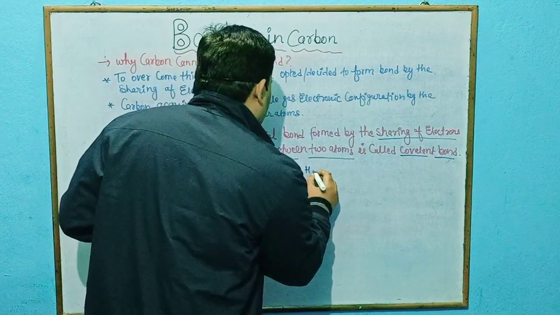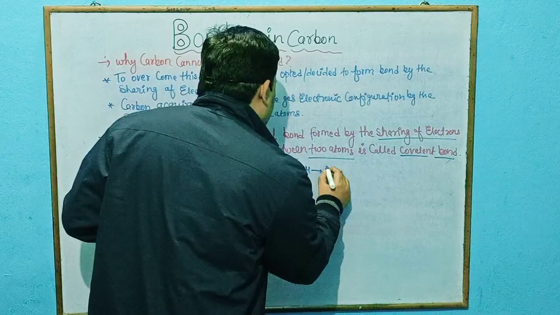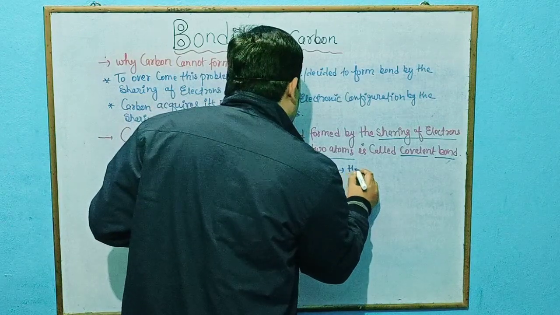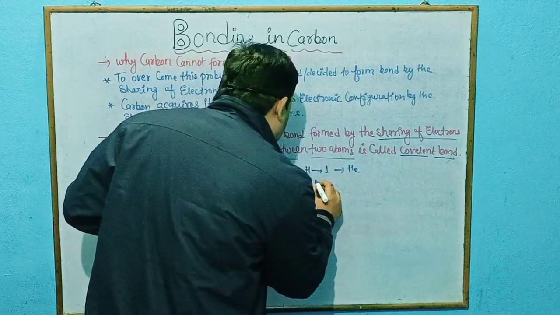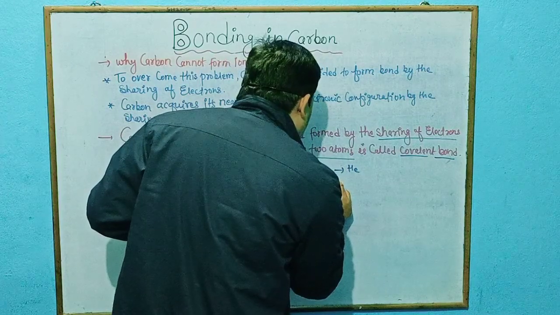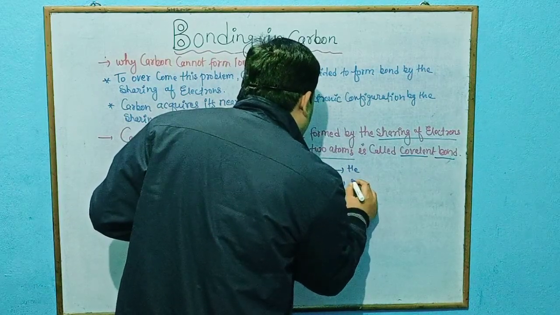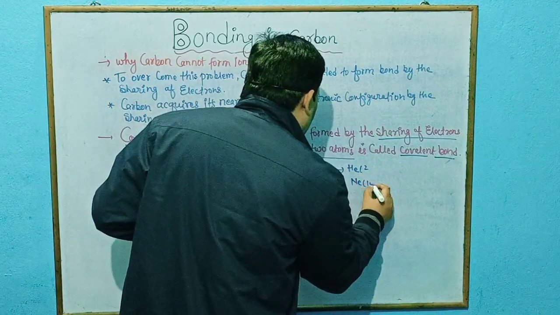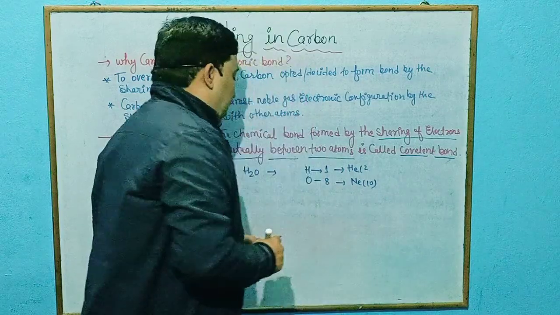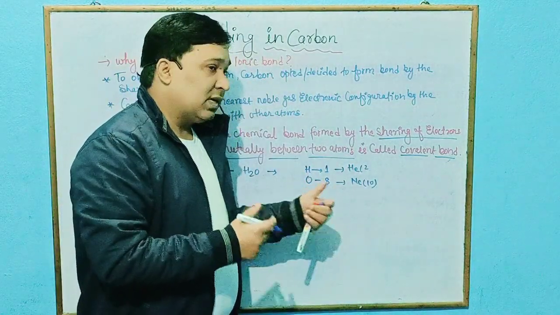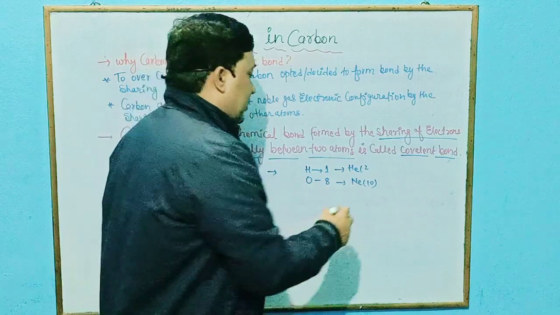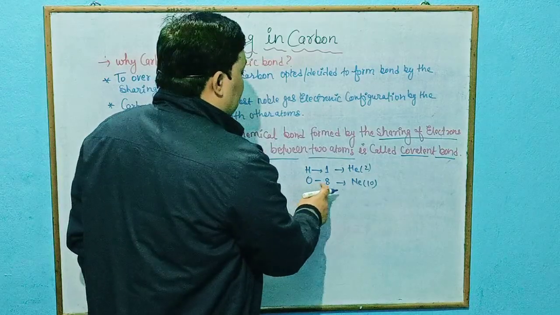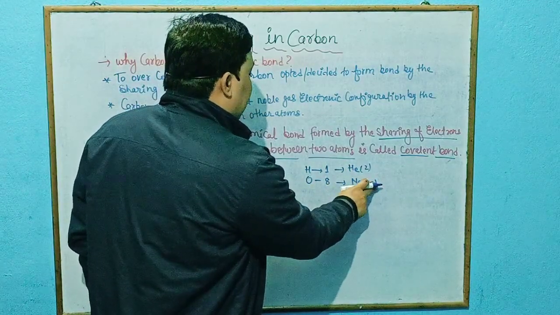Hydrogen has one electron and it wants to gain the nearest noble gas configuration of helium. Oxygen has 8 electrons. It will gain the nearest noble gas configuration of neon, that is 10. So hydrogen has to share one electron to become 2, and oxygen will also share 2 electrons, right, to get the nearest noble gas configuration of neon.